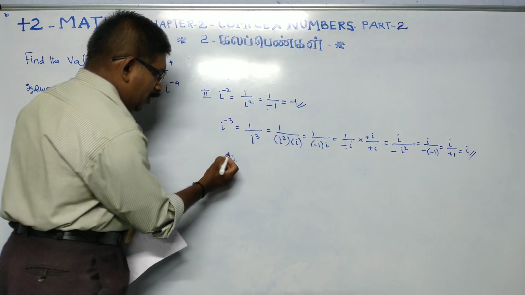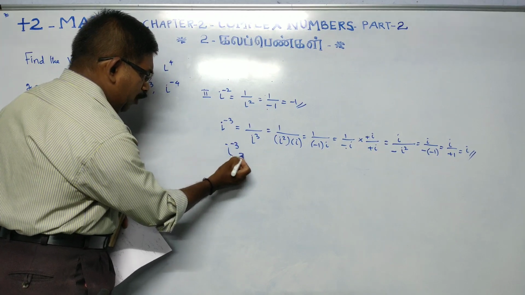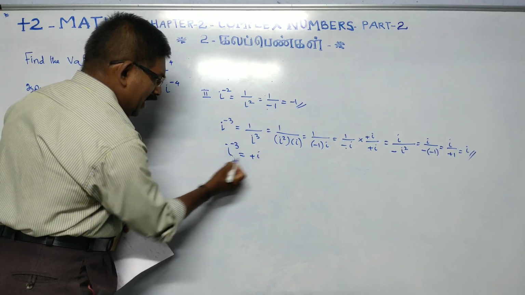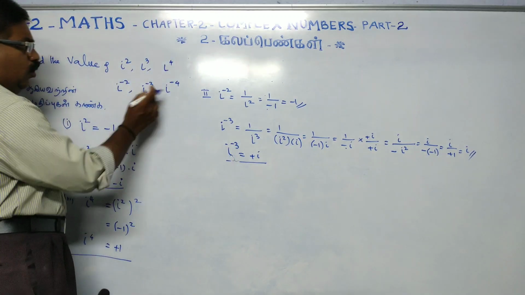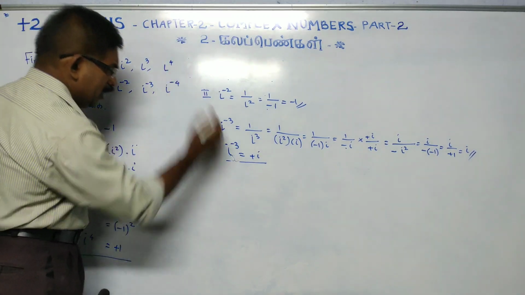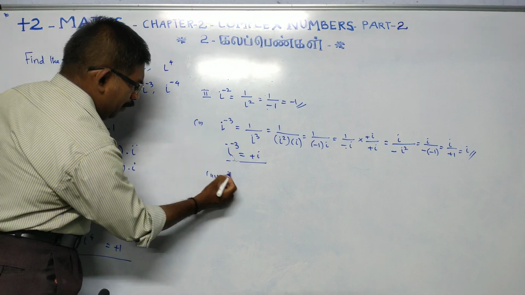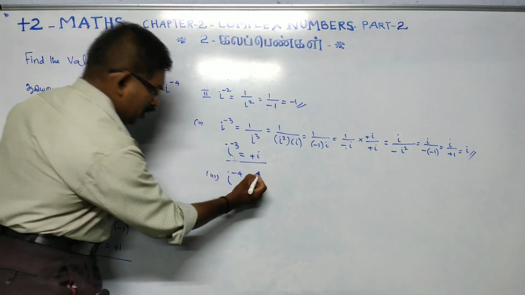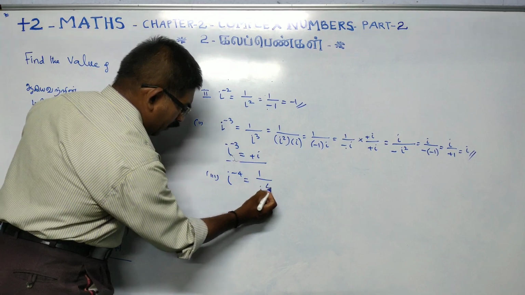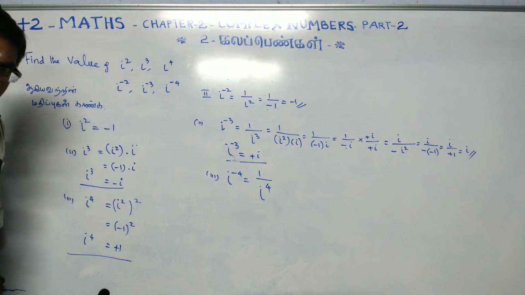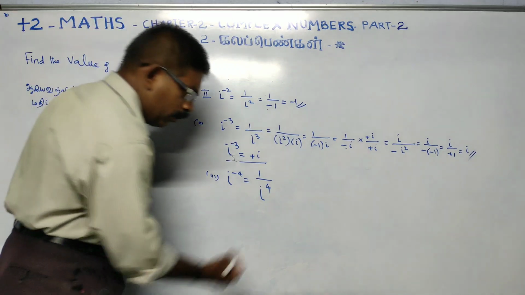So what is the value of i power minus 3? i power minus 3 is plus i. Clear? Now we are going to find the value of i power minus 4. This is number 2. i power minus 4, how can we write? 1 by i power 4.